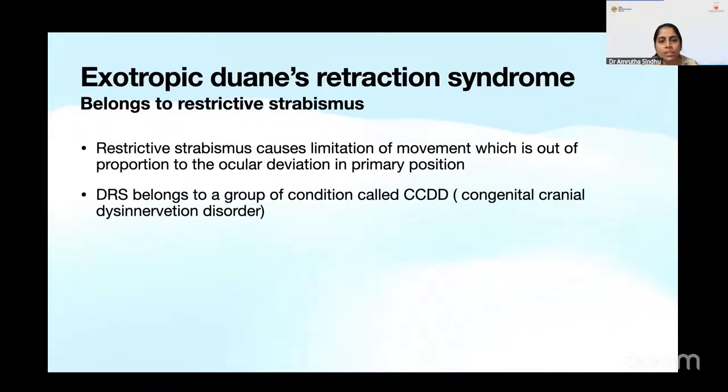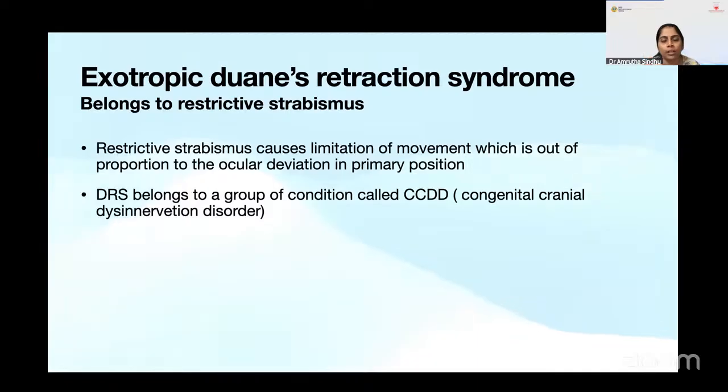So Duane's retraction syndrome can present either with esotropia, orthophoria, or exotropia. Basically, you have to differentiate between a normal alternating exotropia and a Duane's. This can be done only by assessing the palpebral fissure changes, and otherwise you can get misguided. You can either diagnose it as a third nerve palsy or a sixth nerve palsy. All these are the differential diagnosis.